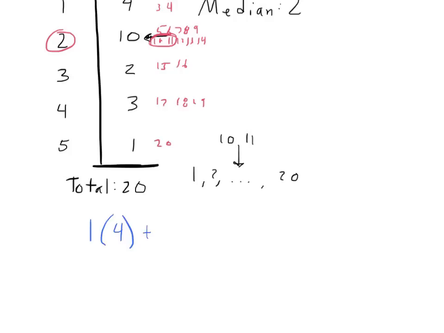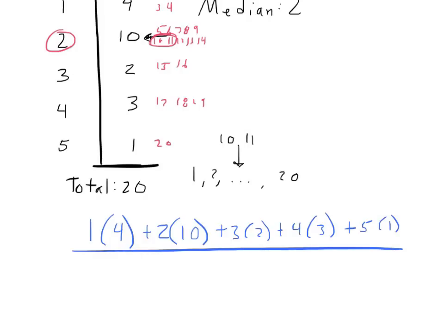Then I'm going to do plus 2 times the number of times that happened, which again is the same as doing 2 plus 2 plus 2 plus 2 10 times, right? And I'll continue this on. I'll do plus 3 times the 2 times it happened, plus 4 times the 3 times that happened, plus 5 times the 1 time that happened. And this will all be divided by the total number of times this happened. In other words, the sum of all the frequencies. 4 plus 10 plus 2 plus 3 plus 1.